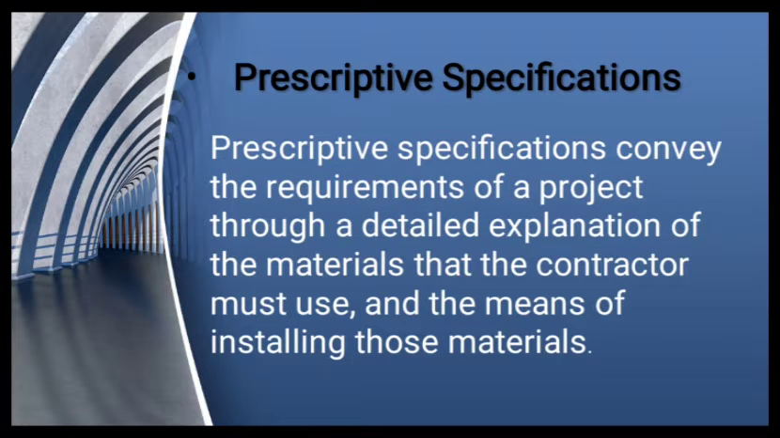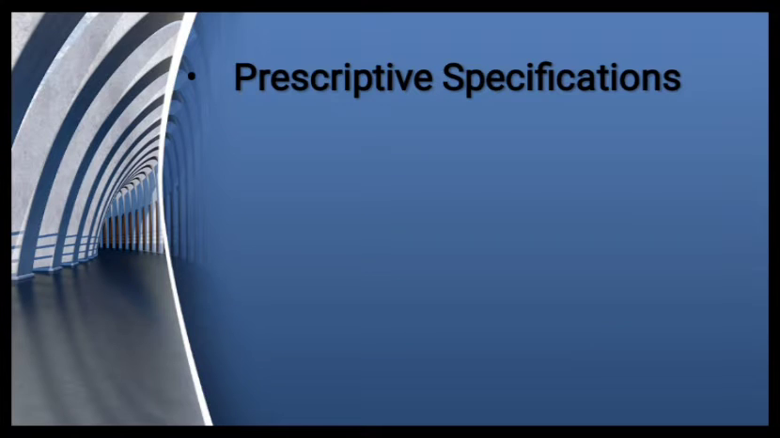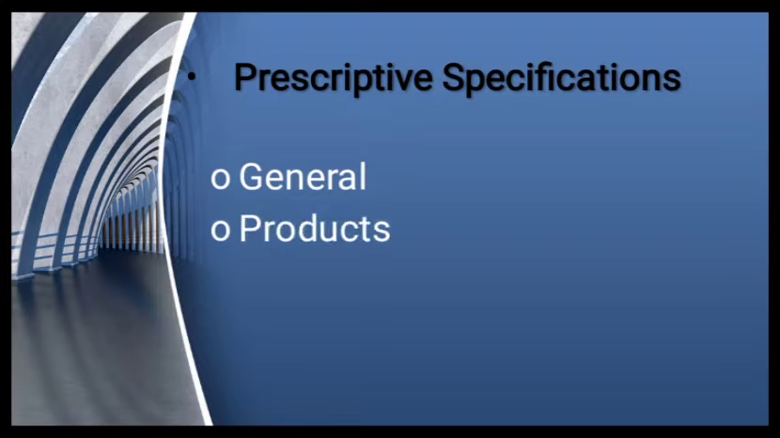It conveys the requirements of a project through a detailed explanation of the materials that the contractor must use and the means of installing those materials. So this type of specification will typically be formatted in a manner similar to the following sections: general, products, and execution.